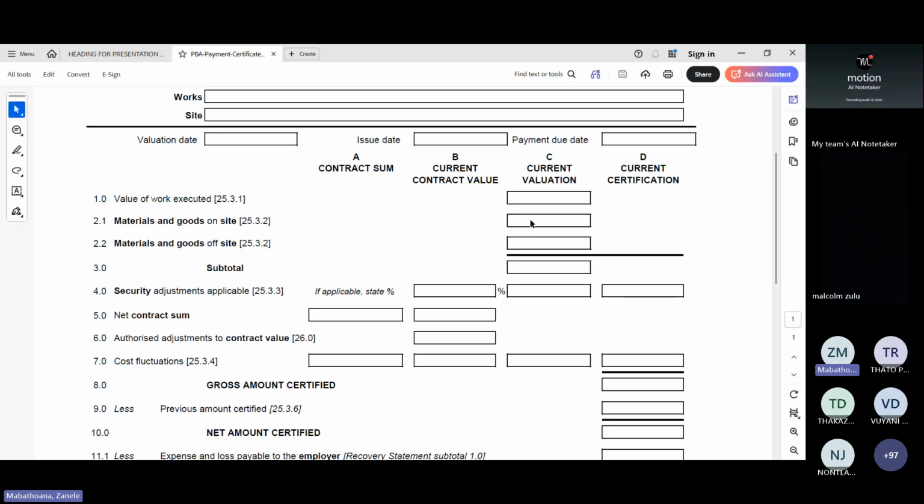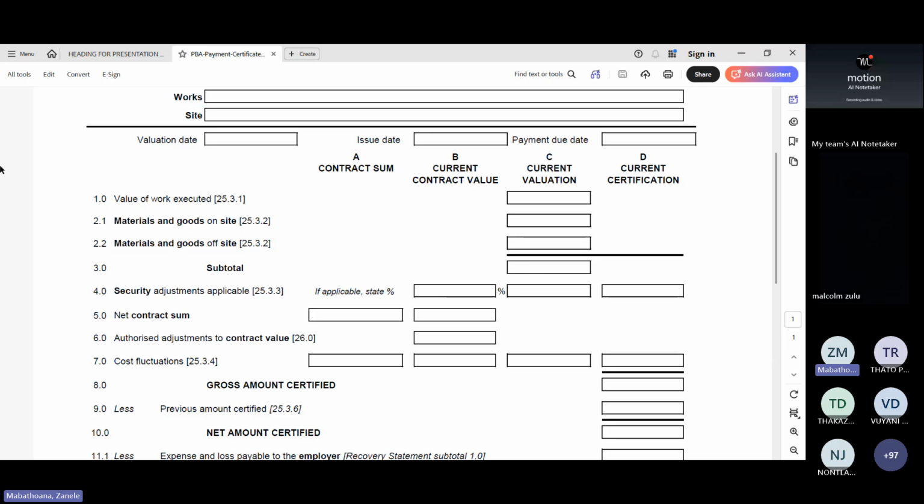Then you say, well, on material on site, he's got about let's say 100,000 or 50,000 worth of material on site. So let's say work done was 750, and then 50,000 worth of material on site. Materials and goods off site: generally, we don't pay for material off site. We deal with it as an advance payment, so here we would leave it empty. So now you have 750,000 worth of work done plus 50,000 material on site.